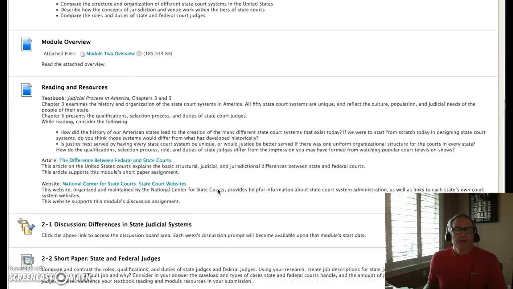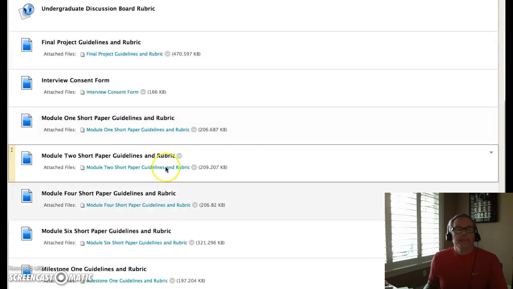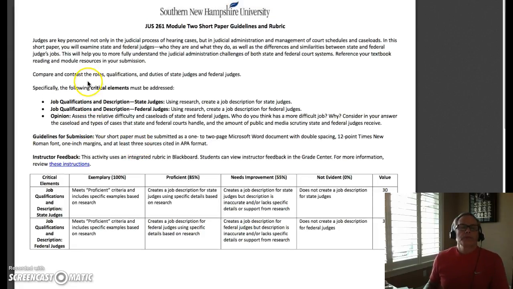So let me go down here so I can go over that grading rubric with you real quick. So I'm going to click on Assignment Guidelines and Rubrics. And then here it is right here for Module 2 Writing Assignment. So this week we're going to have you look at the role and duties and qualifications of state judges and federal judges. So you're going to compare and contrast the roles, qualifications, and duties of state judges and federal judges. Again, specifically, the following critical elements must be addressed.